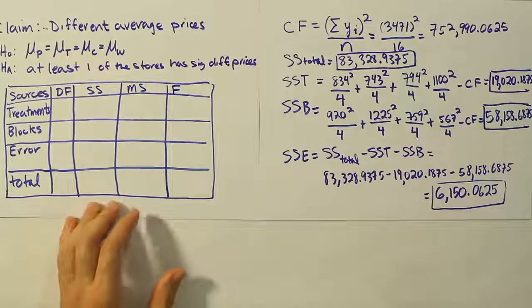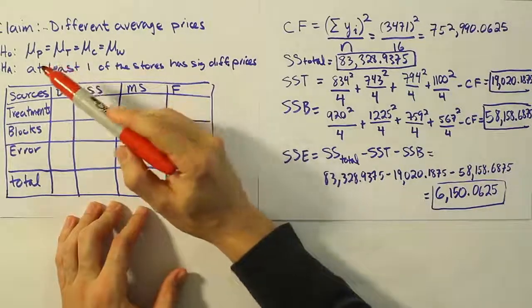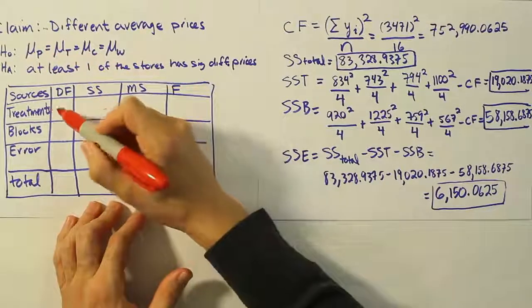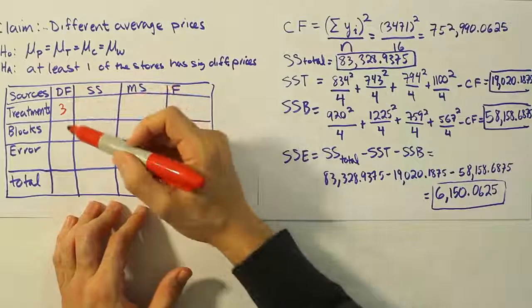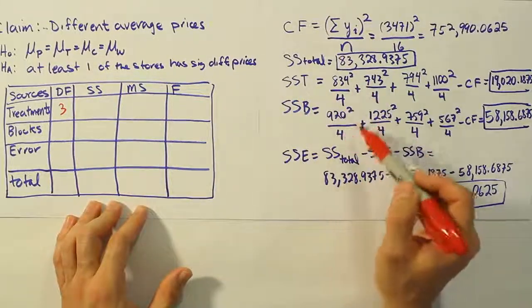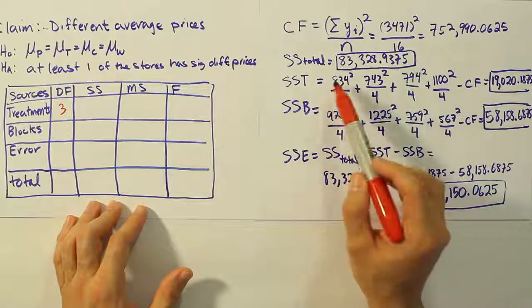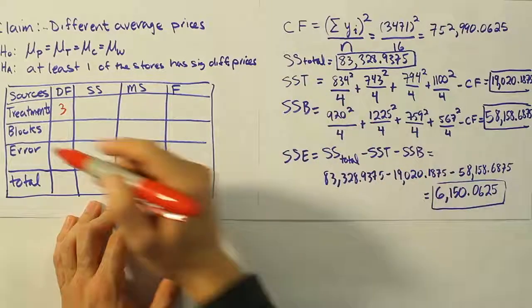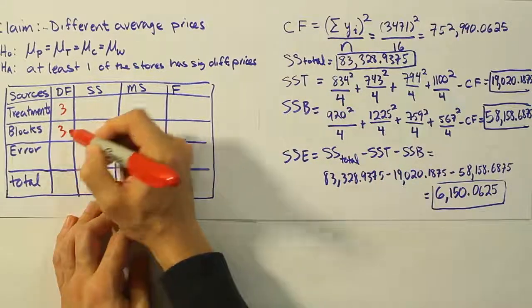So we can see here that the treatments, there are 4 treatments. Remember, Publix, Target, Costco, Whole Foods. So we'll take away 1 to get the degrees of freedom for treatments as 3. The blocks, when we look over here, we see that there were actually 4 treatments and 4 blocks. Remember, the denominator of the sum of squares treatment fractions here is the same as the number of blocks. So if we take 1 away from that, we'll have the degrees of freedom for blocks.